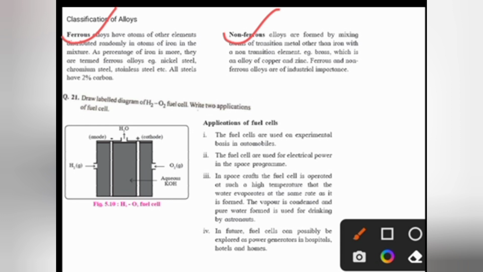Next question, draw the labeled diagram for the hydrogen oxygen fuel cell. So we know that in the hydrogen oxygen fuel cell, hydrogen enters from one side and oxygen from another side, and we get water as a product for this reaction.